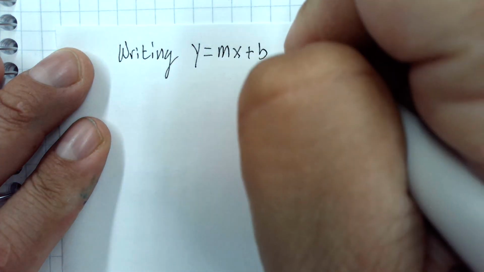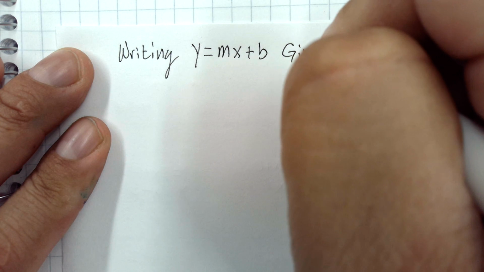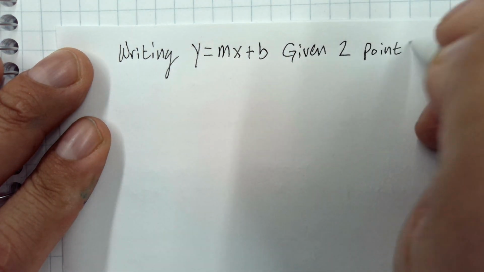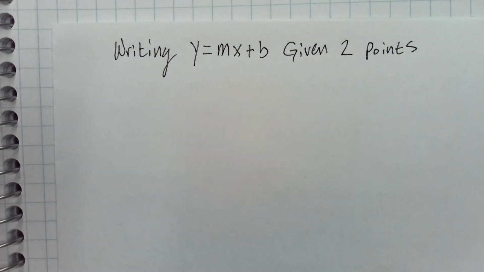So what we are doing, ladies and gentlemen, is writing y equals mx plus b given 2 points. So go ahead and write that down. Writing y equals mx plus b given 2 points. And we'll do 4 examples.